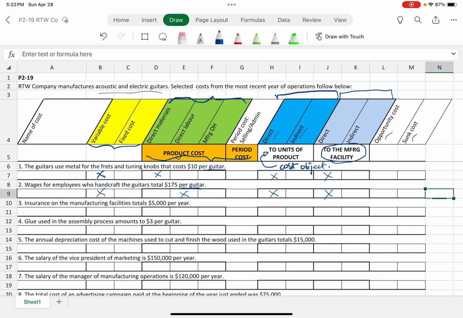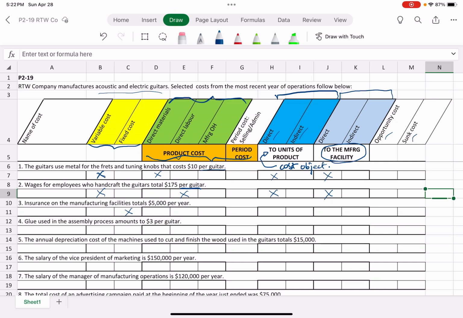Third cost, insurance on the manufacturing facilities totals $5,000 per year. So it doesn't matter how many guitars you produce, the insurance stays the same. That means it's a fixed cost, not a variable cost.